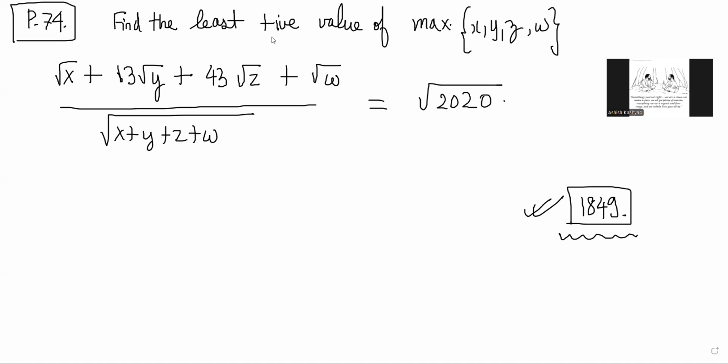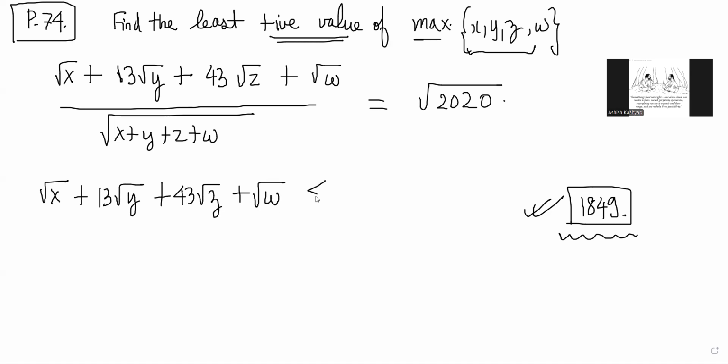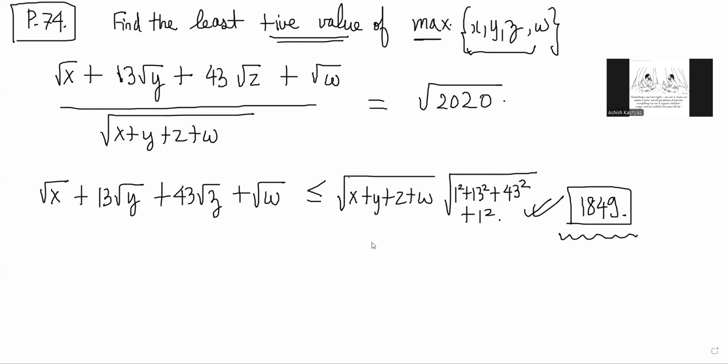You have to find the least possible value of maximum, right? Yeah. Okay, so you have to apply Cauchy-Schwarz in the first numerator. You will get this as less than or equal to this, the dot product term, right? So it will be root over the modulus of the vectors. So it will be x plus y plus z plus w, and root over 1 square plus 13 square plus 43 square plus 1 square, right? Correct. I hope everyone is getting this.